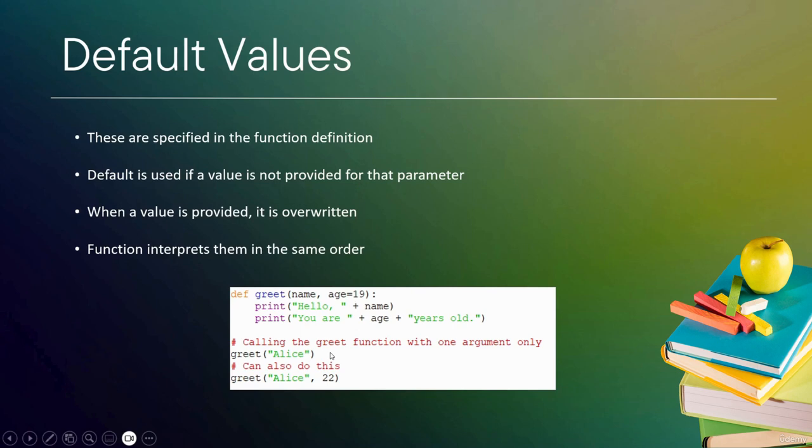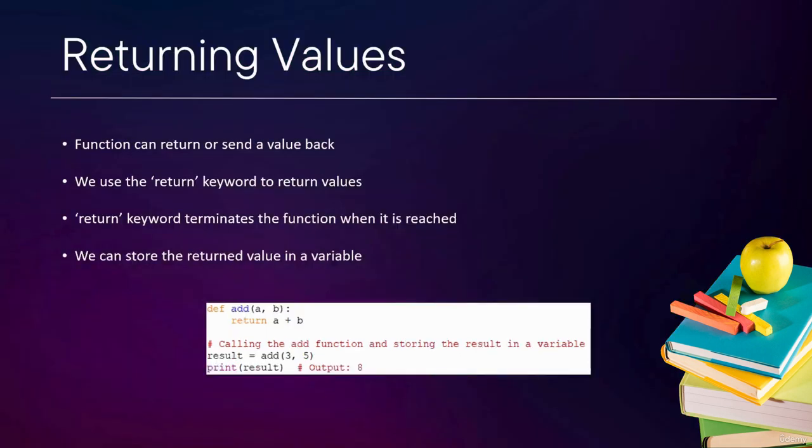But let's say for another case, I want to give it an age. So this time I can just specify the age. I can just say 22 and it will override this 19, override this default value, and the new value will be 22. So this is how we use default values.